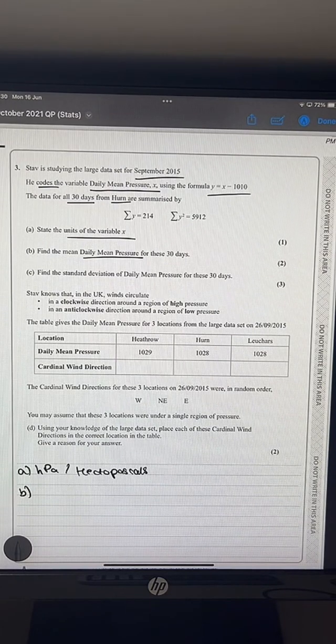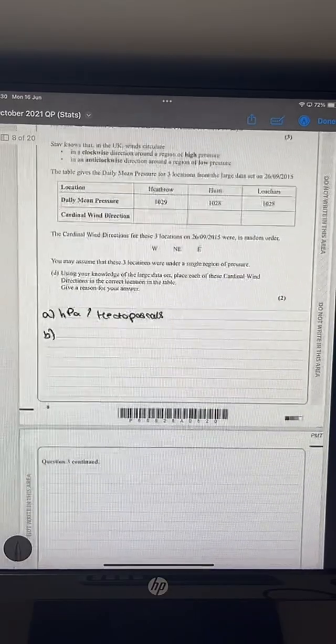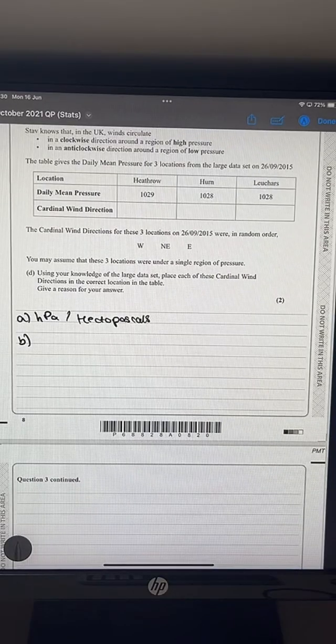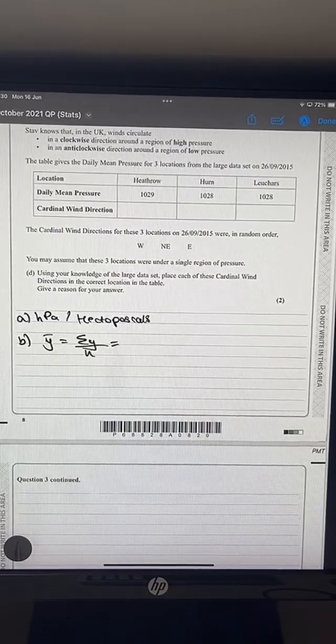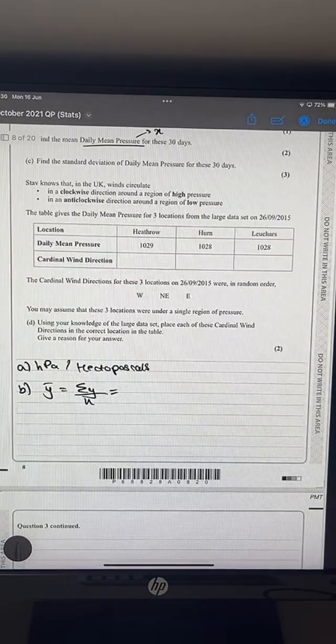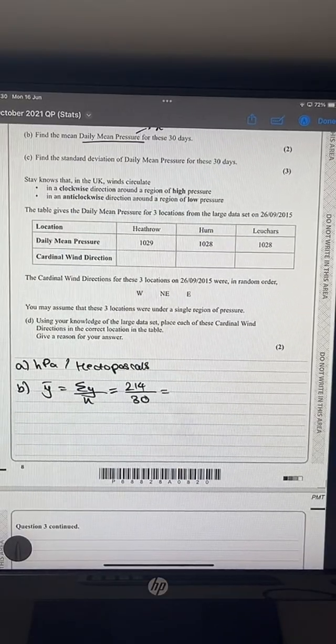So the daily mean pressure, that's x bar. Well, they've told me y. So I could find y bar first and then uncode that. So y bar would be the sum of the y values divided by n. So that would be 214, and how many days has he taken it for? 30, which is equal to 107 over 15, just simplified.